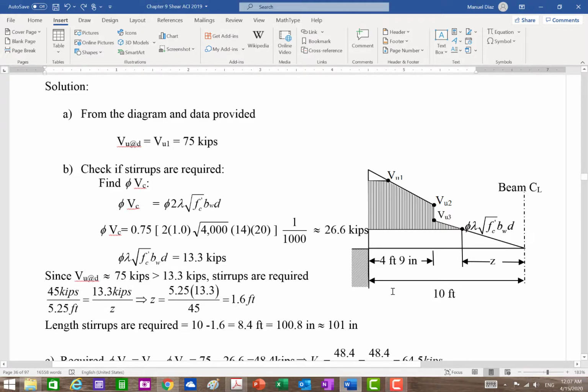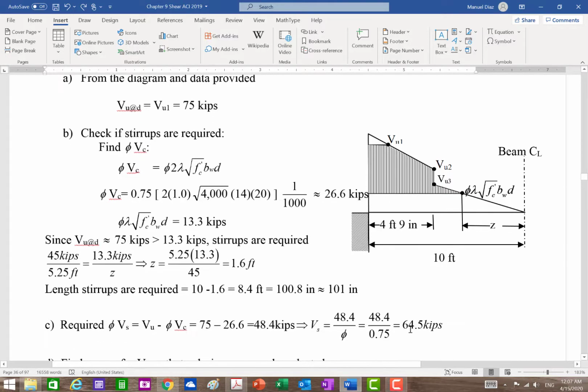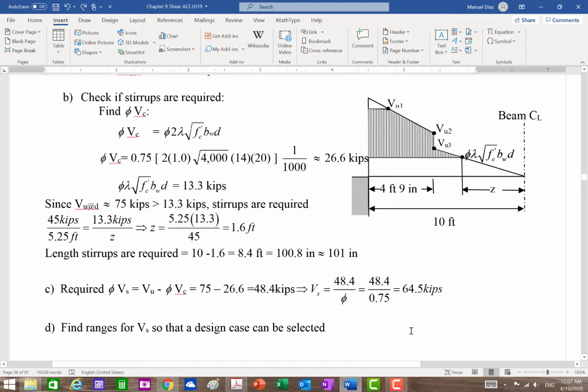So 525 is the distance from here to the end, and this number here is 13.3, which we found. And so we solve for z, which is 1.6. So that means I need to cover my stirrup, I need to cover 8.4 feet, which is 100.8, I would say 101 inches. That's what I need to cover.